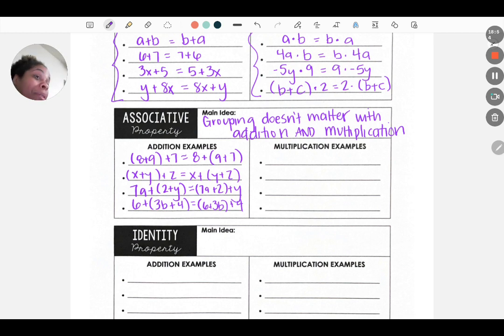All right, let's do that with multiplication. Same idea. We're going to use variables. A times B times C is the same as A times B, and then times C.